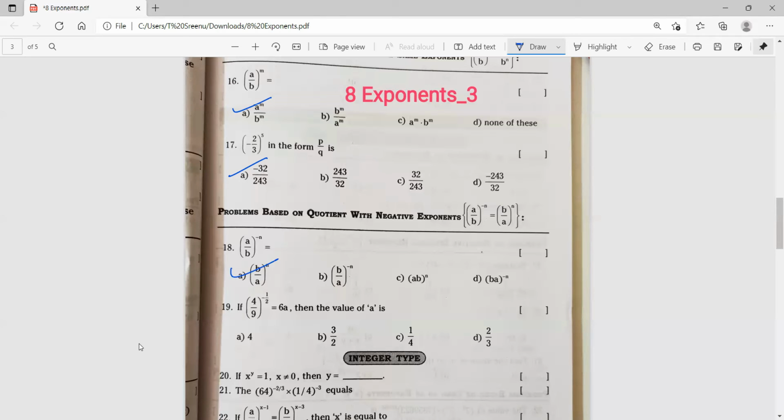Sir, I didn't see the options. 4 by 9. Minus of is there, no? To change it as plus of, you should take 9 by 4. Off in the sense root. Off is root only, no? Root 9 by 4, how much? 3 by 2. Cross multiplication: 12a is equal to 3, a is equal to 3 by 12 is equal to 1 by 4. A value is 1 by 4. Okay, please check.